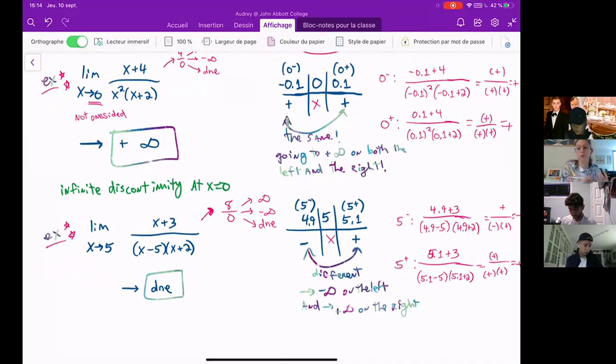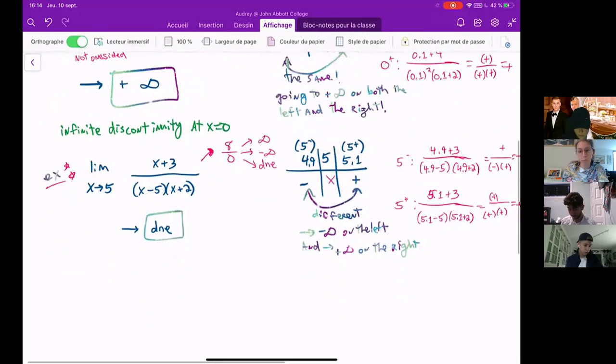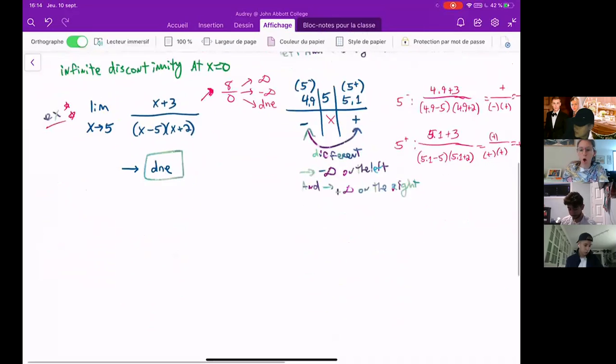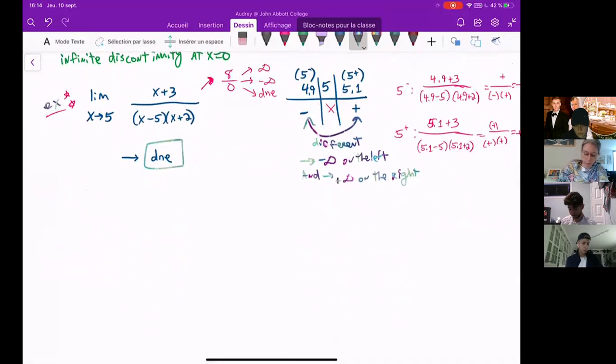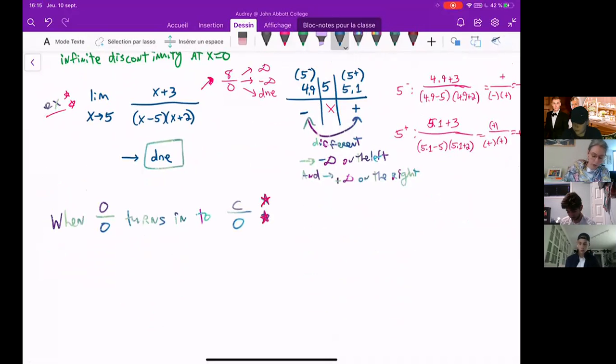Sometimes, though, we're going to have to do work to get to the constant over 0, because sometimes when we plug in, we're going to start off with a 0 over 0. So we're going to look at when 0 over 0 turns into a constant over 0. And these questions are somewhat annoying because it often feels like you do a lot of work for nothing.